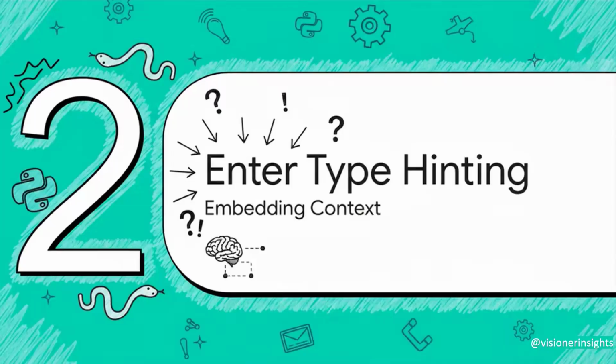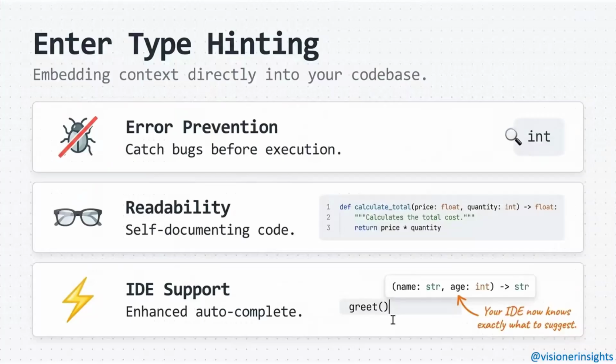Section 2. Enter type hinting, embedding context. Let's fix that guessing game. Type hinting is basically embedding context directly into your code, and it gives us 3 absolutely massive benefits. First, error prevention. We catch bugs before the code even runs. Second, readability. Your code suddenly becomes completely self-documenting. And third, IDE support. Your code editor's autocomplete features get supercharged because finally it actually knows what kind of variables it's dealing with. It's a game changer.